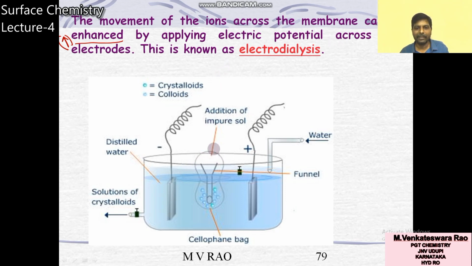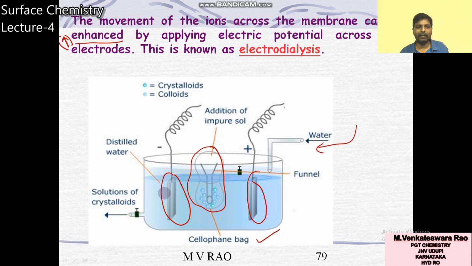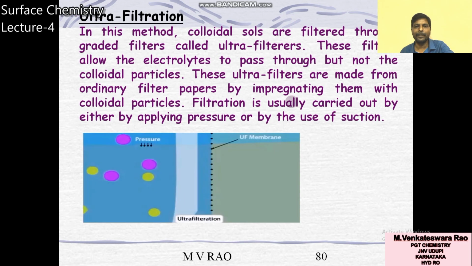So same here also, a membrane, a cellophane bag, is taken. The extra arrangement in this one is electrodes. Water inlet, water outlet. So here impure colloid, impurities are there. The movement of colloid impurities will become more by applying electric potential. So that's why it is called electrodialysis. So this is the second method of purification.